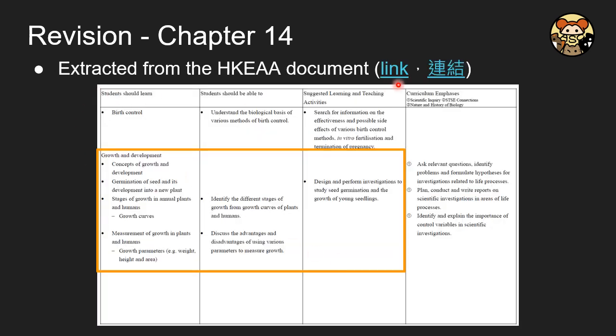So here is an extract of the HKEAA document. In the topic of growth and development, we have to understand the difference between growth and also development. Growth is increase in number and also mass, while development is the differentiation. And then for plants, we learn about germination, and also we can use growth curves to describe the growth of both annual plants and also humans. And in order to measure growth, we have a few methods. Let's say height, weight, and also fresh mass and dry mass.